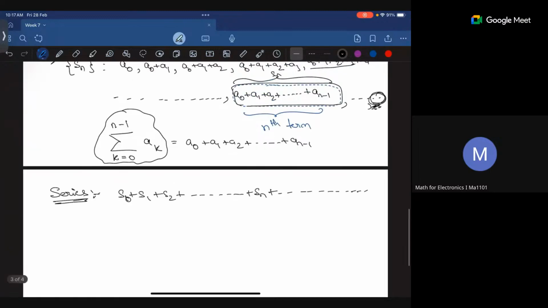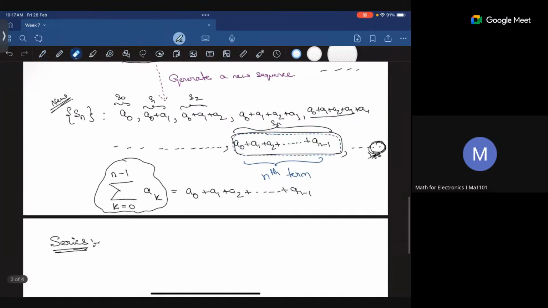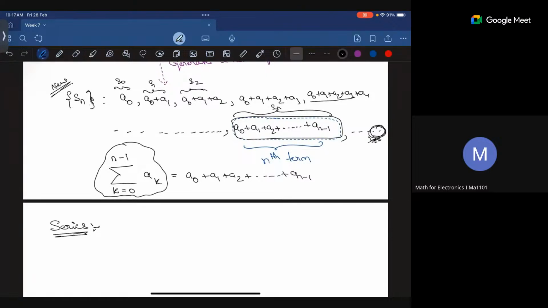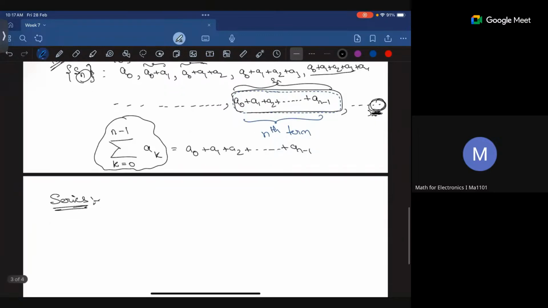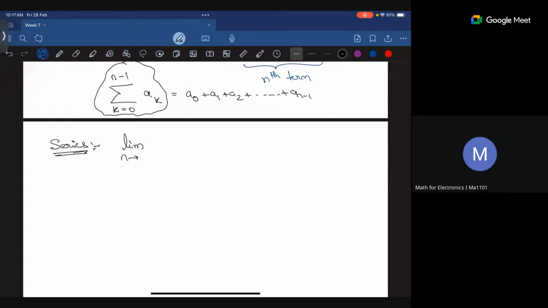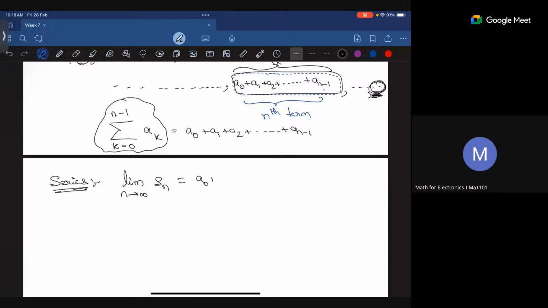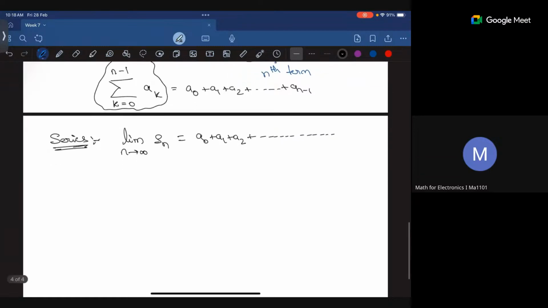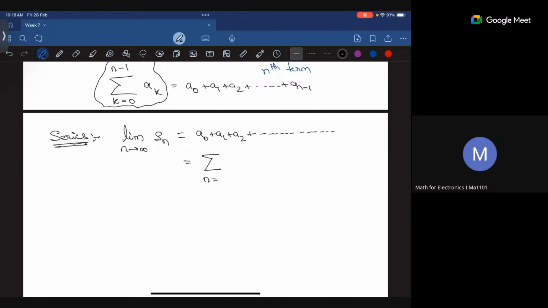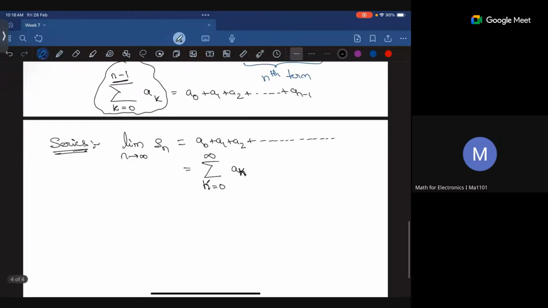Okay, sorry, let me rephrase. So this is the new sequence Sn, and the last term will be when n tends to infinity, right? So the last term of that sequence will be the limit as n tends to infinity of Sn. And what is that basically? The nth term Sn is a0 to a(n-1). So as n tends to infinity, this will become a0 plus a1 plus a2 plus, and so on. It will not stop at a(n-1). It will go till infinity. So this is the series, and it is represented like this: sum from n equals 0 to infinity of an, or we already used n, so we will use k. So instead of stopping at n minus 1, we will go till infinity. This is what is called a series.